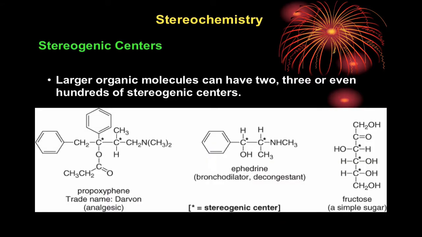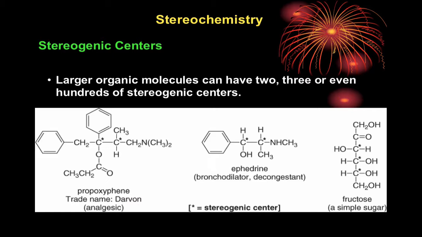We know that a stereogenic center is a carbon atom with 4 different things attached to it. Here's a couple of common examples. This is Darvon. It's an analgesic. What's an analgesic? It relieves pain. It contains 2 chiral centers. These 2 carbon atoms right here are stereogenic centers. It's got a benzene ring, a CH2, an oxygen that's part of an ester, and another carbon atom that's clearly different than this CH2. 4 different things around that carbon atom.